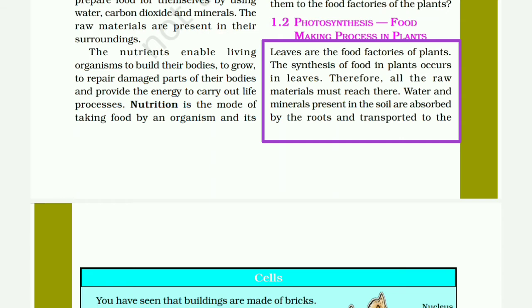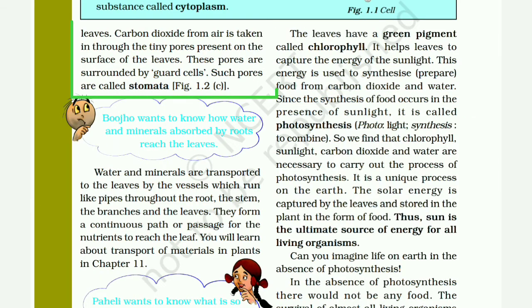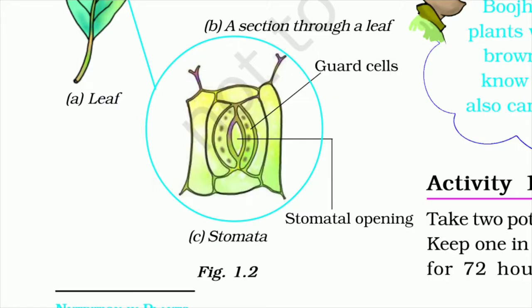Water and minerals present in the soil are absorbed by the roots and transported to the leaves. Carbon dioxide from air is taken in through the tiny pores present on the surface of leaves. The tiny pores are surrounded by guard cells. Such pores are called stomata. So here we will discuss the guard cell.